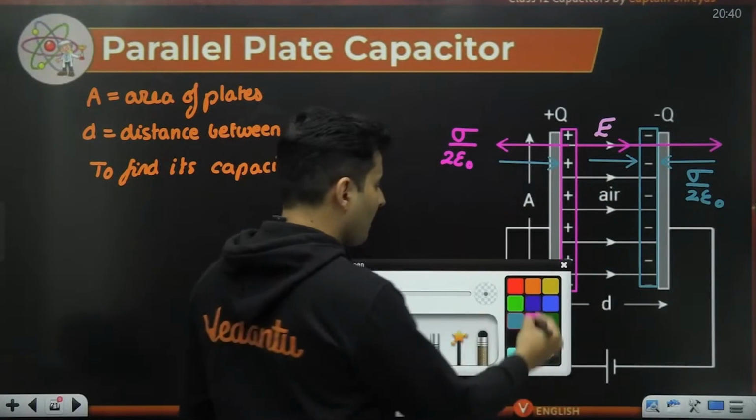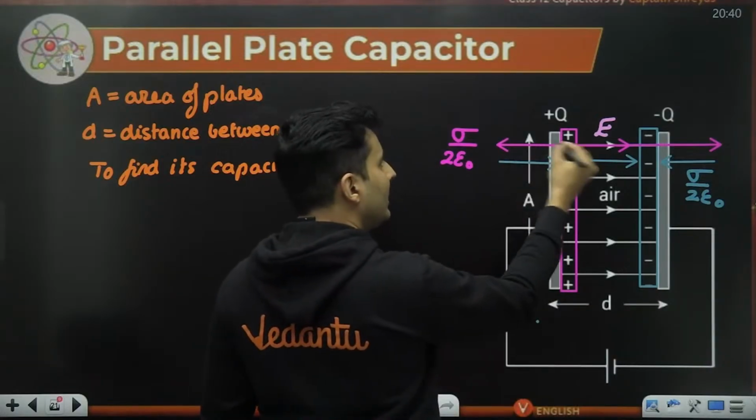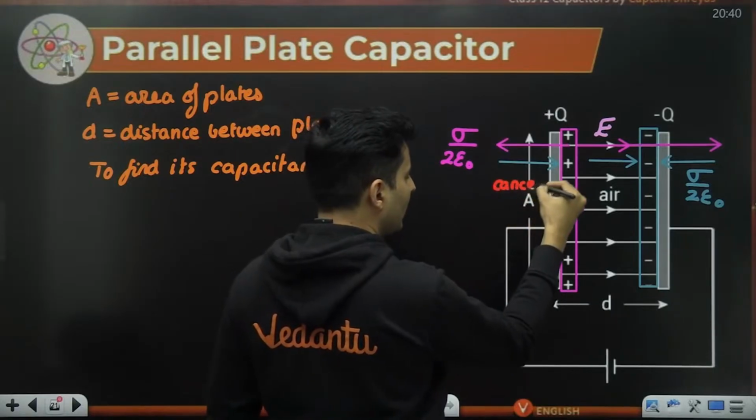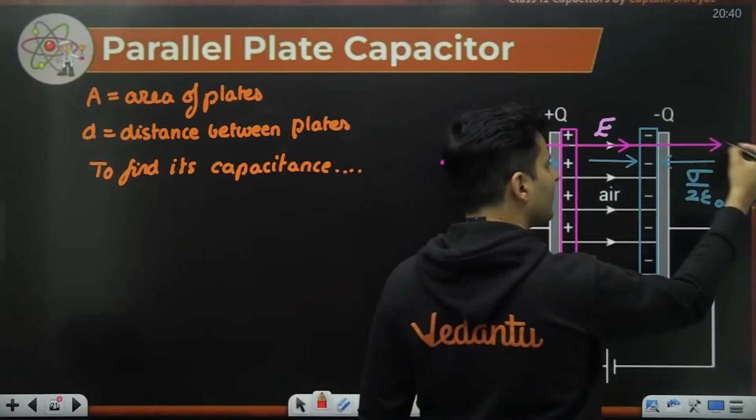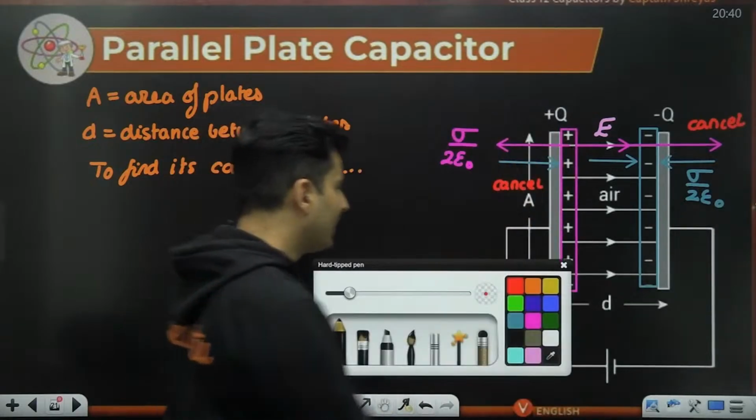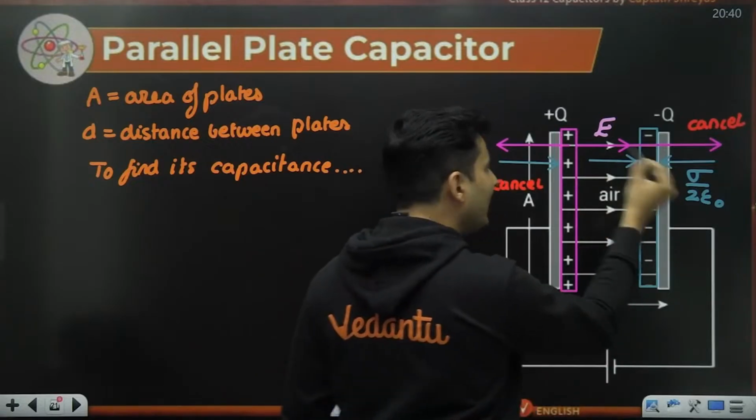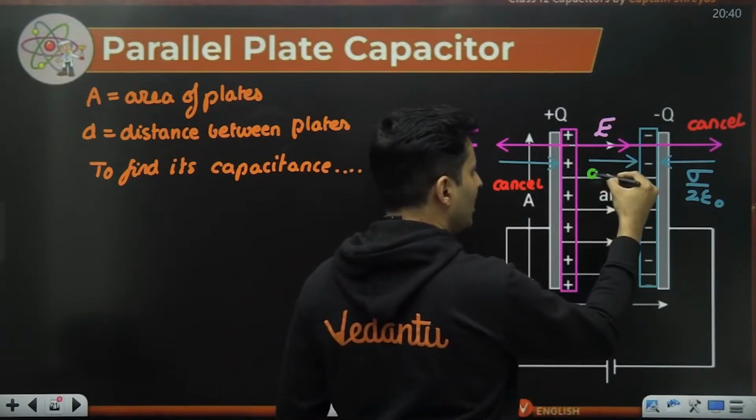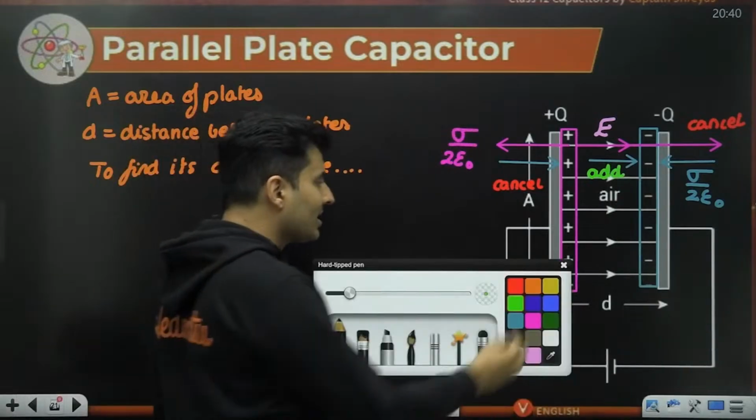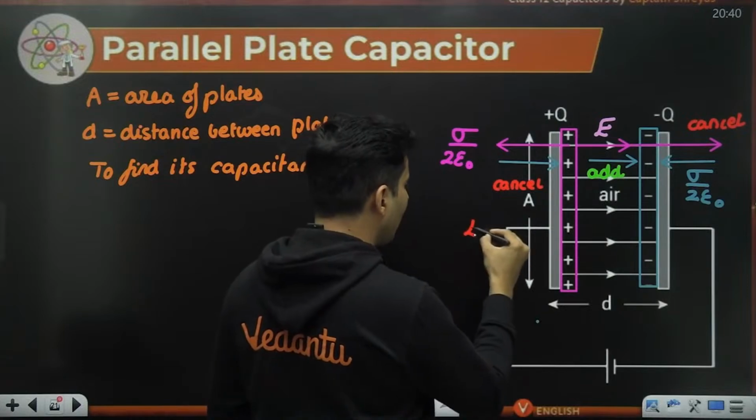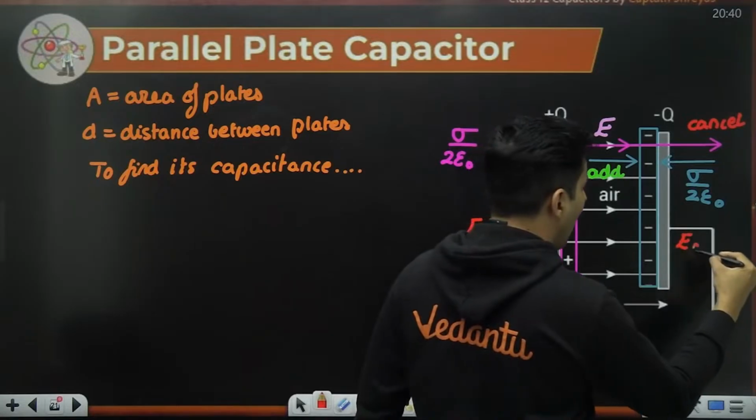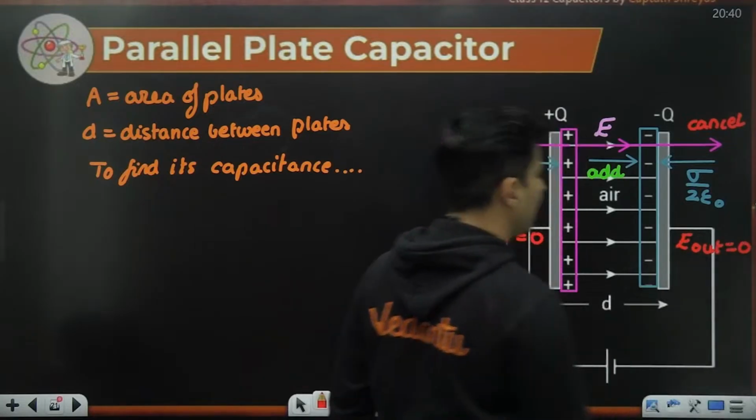Notice what is happening. On this side, this field is this way, this field is the other way. So they are cancelling out each other. Here also, this field is here, this field is here, so it is cancelling out each other. But over here, these two fields are in the same direction, so they are basically adding up. That means outside the capacitor, electric field outside the capacitor is 0.